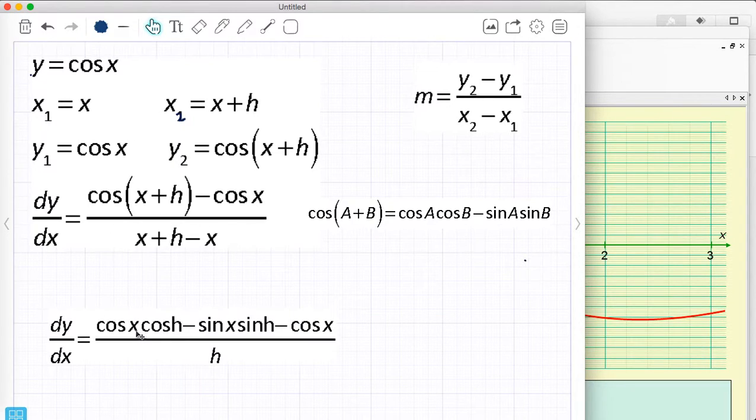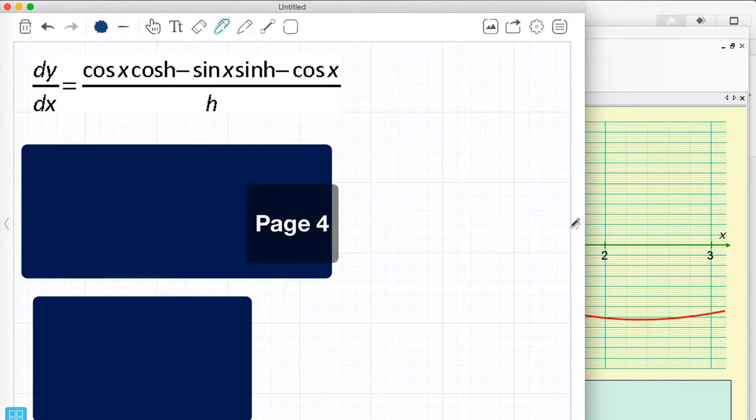So cosine x, cosine h, minus sine x, sine h, and I've still got the cosine x. And of course on the bottom I've cancelled out these x's, as always happens. So I've got this. That's represented here on the next bit.